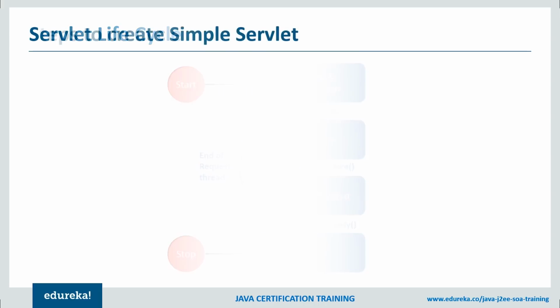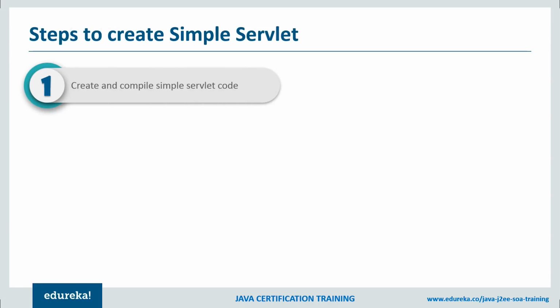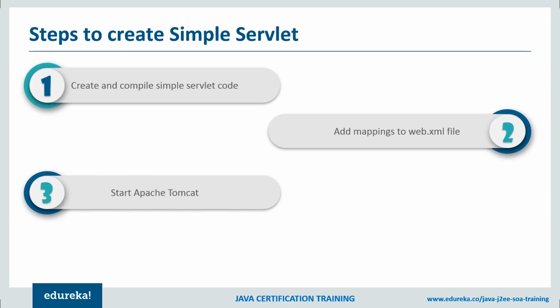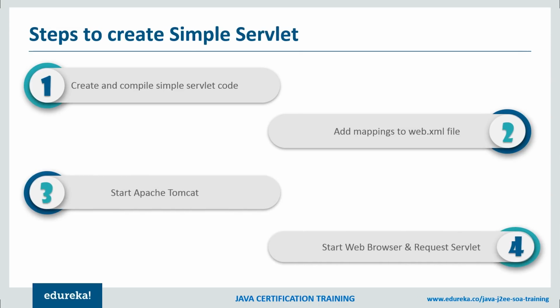Now, we will see what are the steps involved to create servlet. First, you have to create a dynamic web project and create a servlet code. Next, you have to add mappings to web.xml file. Then start your server, that is the Apache Tomcat. And last, you can start the web browser and request the servlet.